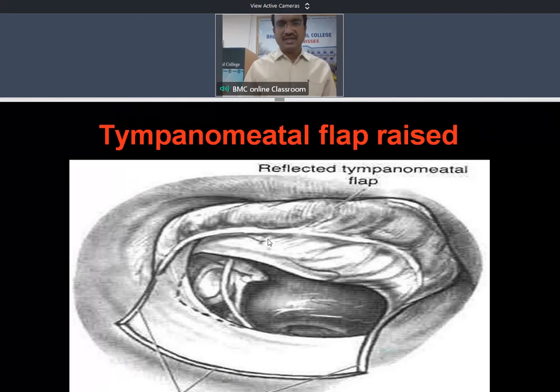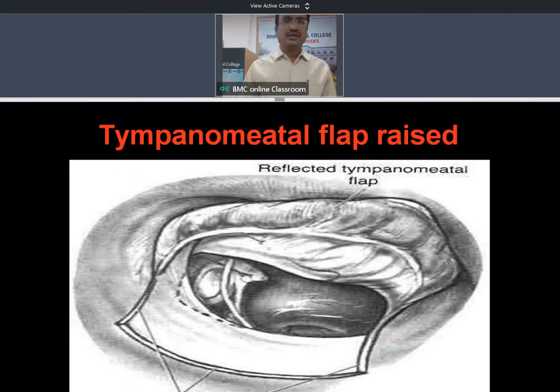After elevation of the tympanomeatal flap, you can see the ossicular chain in the posterior superior part. This is the handle of the malleus, the long process of the incus, the incudostapedial joint, and the chorda tympani nerve. Most of the time, the bony overhang, the posterior superior bony part of the external auditory canal, will obscure the view of the footplate of the stapes. That's why you need to remove part of the bony external auditory canal in the posterior superior part, so that you can see the entire footplate area.